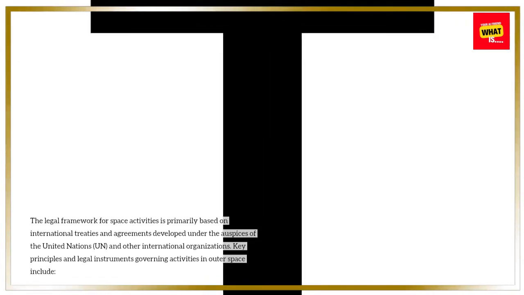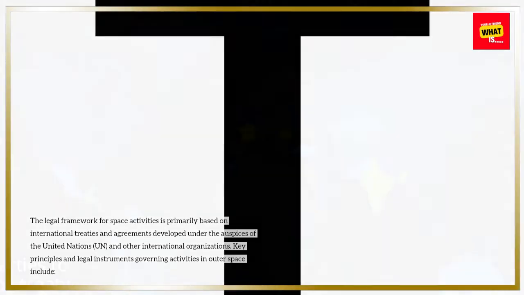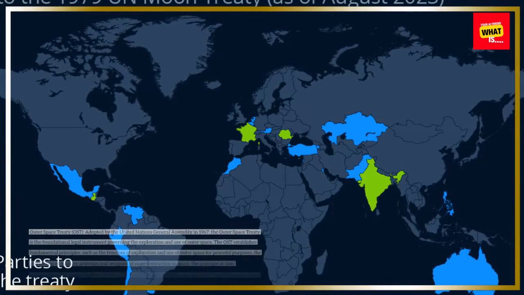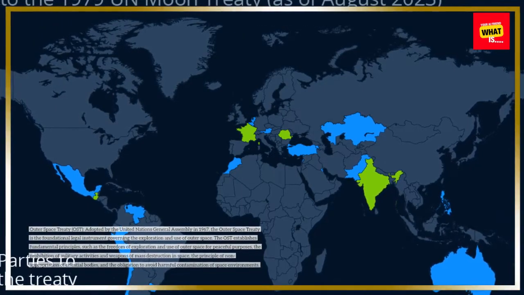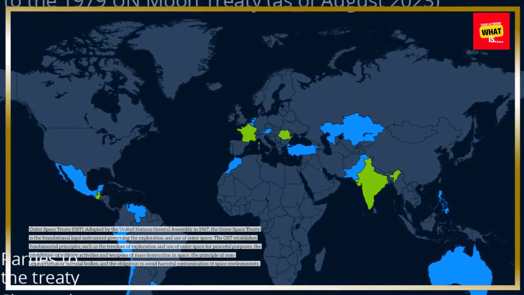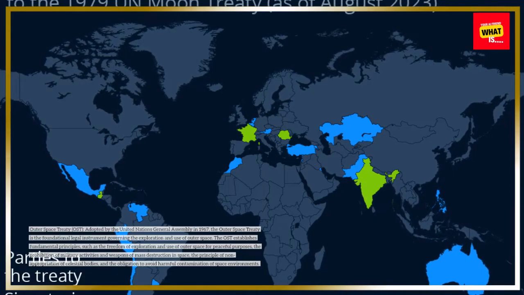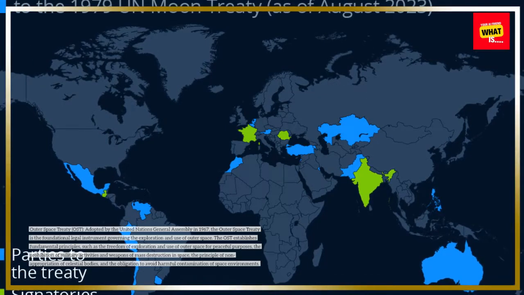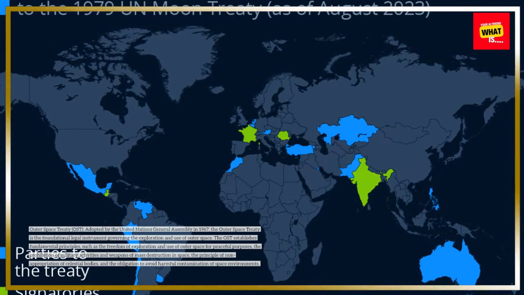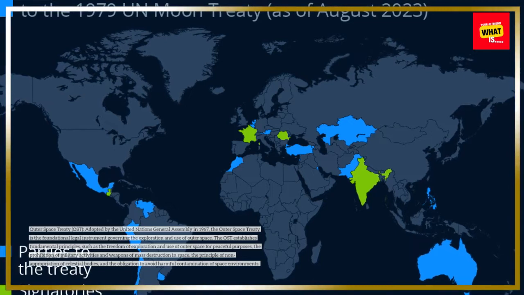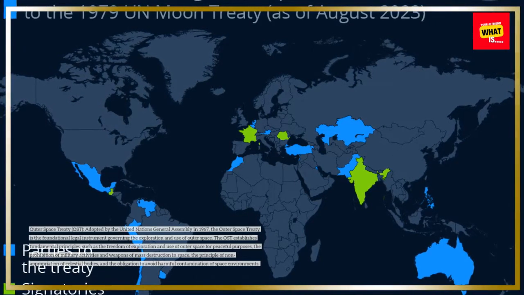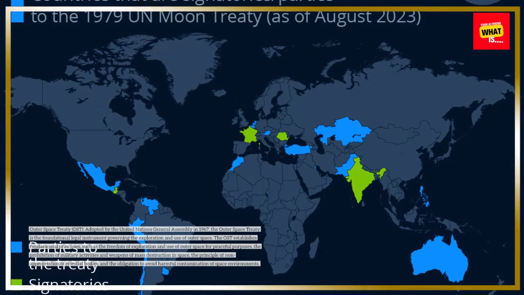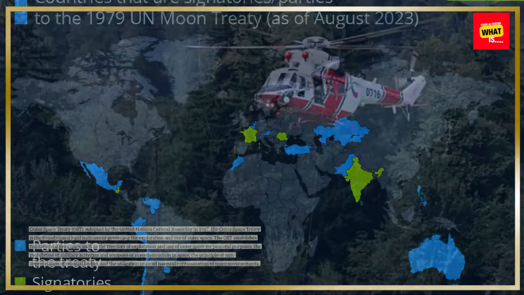Key principles and legal instruments governing activities in outer space include the Outer Space Treaty, OST, adopted by the United Nations General Assembly in 1967. The Outer Space Treaty is the foundational legal instrument governing the exploration and use of outer space. The OST establishes fundamental principles, such as the freedom of exploration and use of outer space for peaceful purposes, the prohibition of military activities and weapons of mass destruction in space, the principle of non-appropriation of celestial bodies, and the obligation to avoid harmful contamination of space environments.